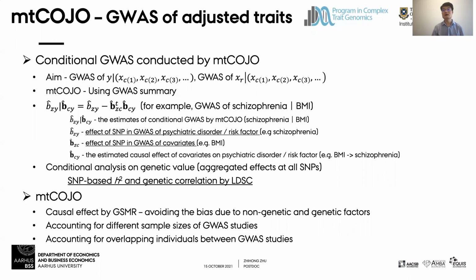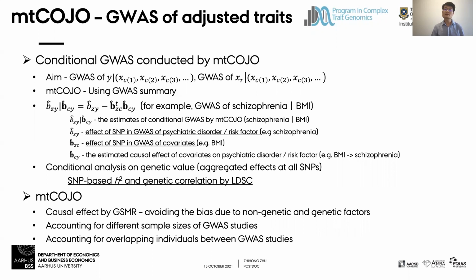The second step of MT-Kojo is to conduct the conditional GWAS. We derived the formula to estimate the conditional effects. As shown in the equation, the effects of SNPs are directly from GWAS studies. The MT-Kojo method also needs estimates from LD score regression analysis. Due to the limited time, I will not describe the details here.